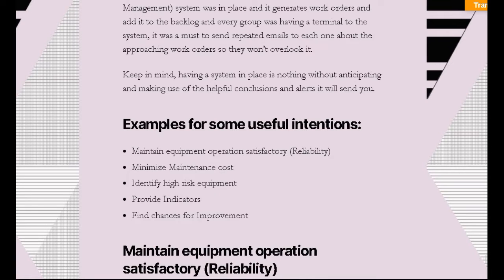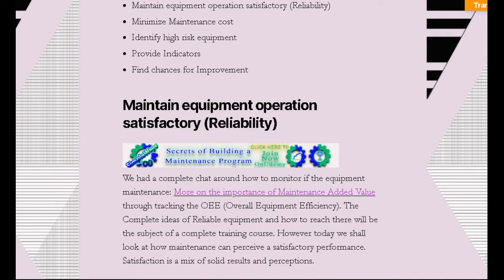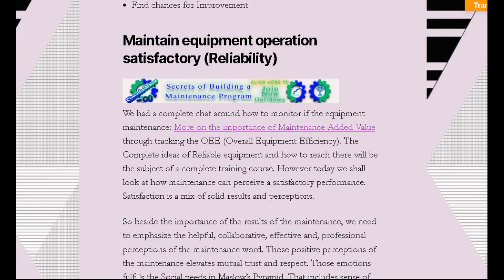And that's what we are going to speak about today, these 5 items. To maintain the equipment operation satisfactory, the word "satisfactory" may seem very wide or not specified, but that's because it depends on your definition of satisfactory. We had spoken in one of our chats about the overall equipment efficiency and how to measure if our maintenance is satisfactory, that the equipment is operating at a satisfactory performance.